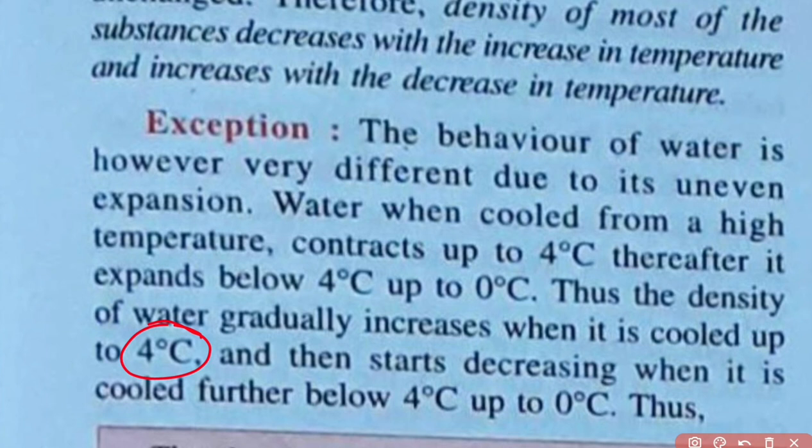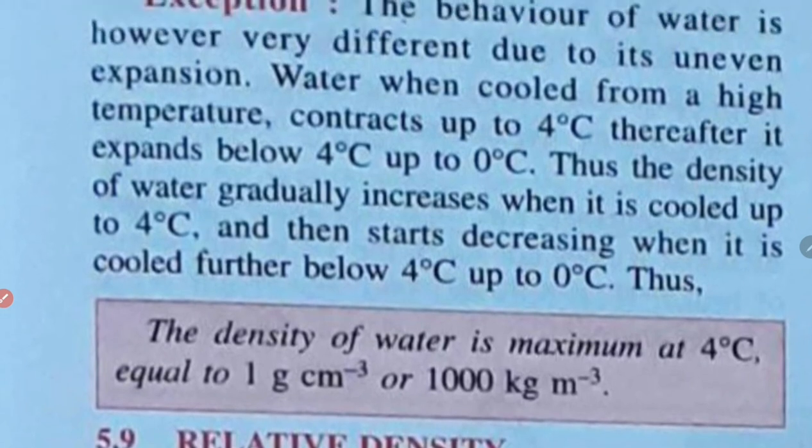That is known as anomalous expansion of water, which we shall discuss in the next chapter. Now the density of water is maximum at 4 degrees Celsius, equal to 1 gram per centimeter cube or 1000 kilogram per meter cube. So this much for this video.